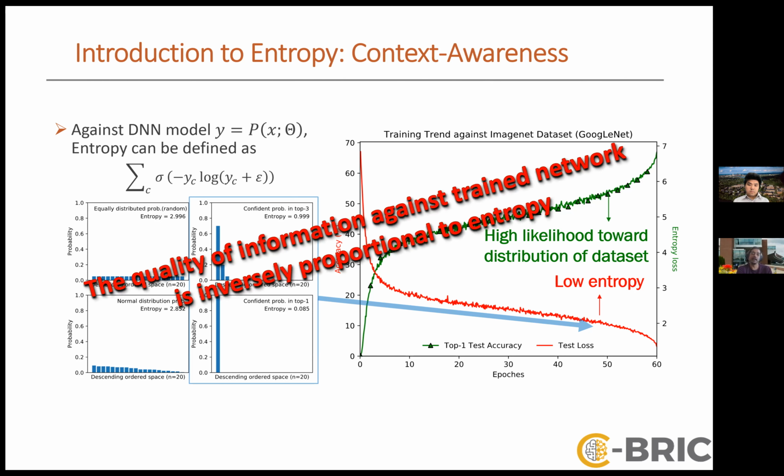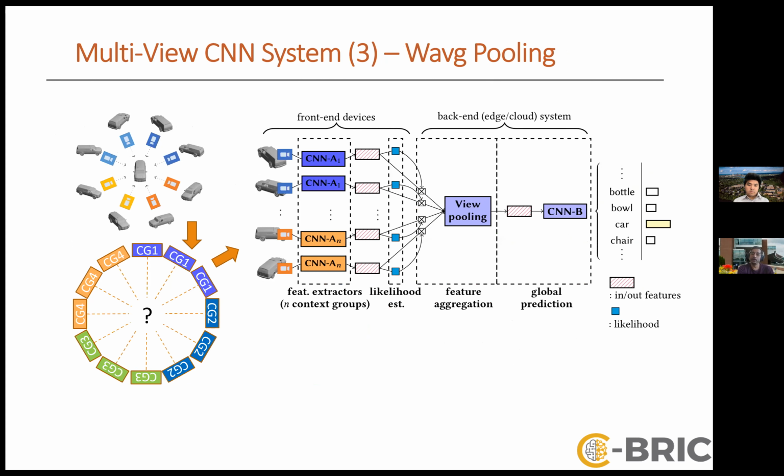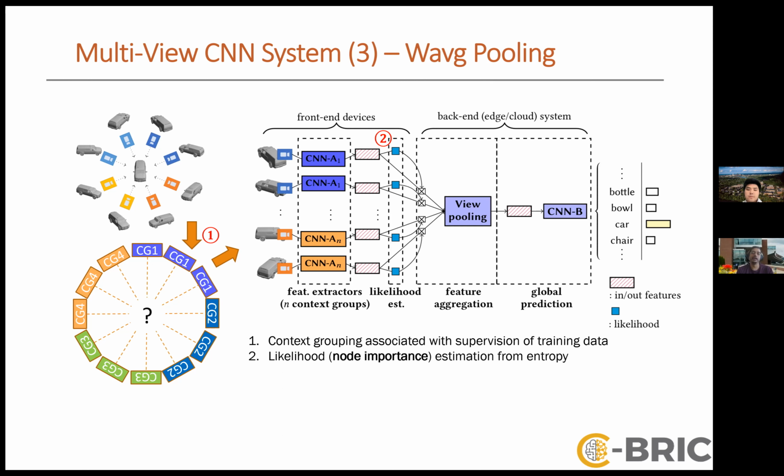So we are going to use the quality of information against a trained network to be inversely proportional to the entropy. And this ends up enabling the distributed camera system that we are building, which aggregates closely geolocated cameras into a specific context group. These are associated with the same supervision of trained data. Among these different context groups, we provide a node importance based on the entropy extracted from each context group. We then aggregate the information coming in from each of these context groups based on the likelihood estimated from their different viewpoints, using that as a proxy to give it a certain weightage.